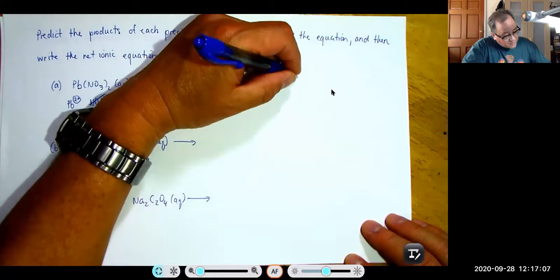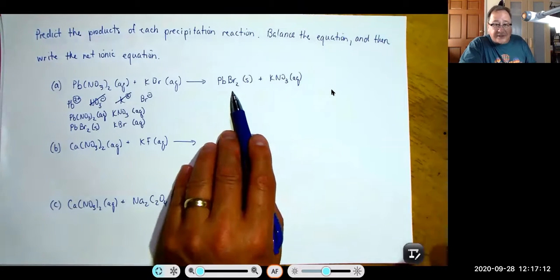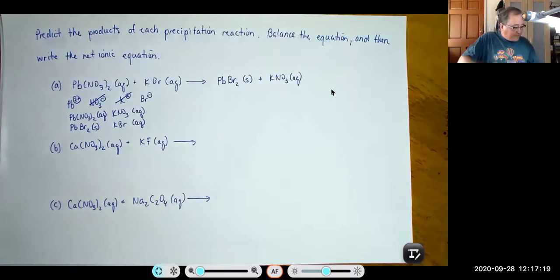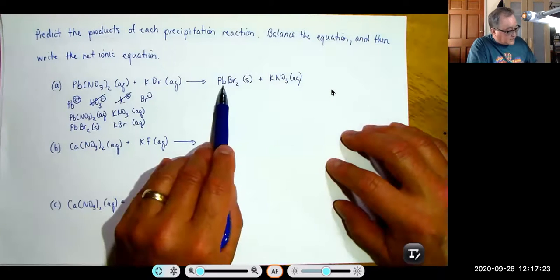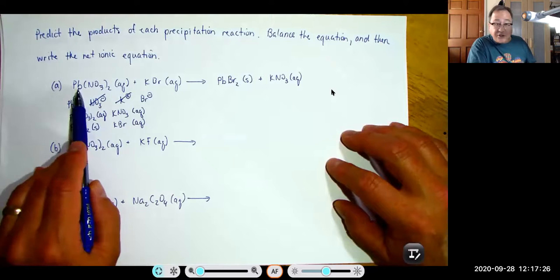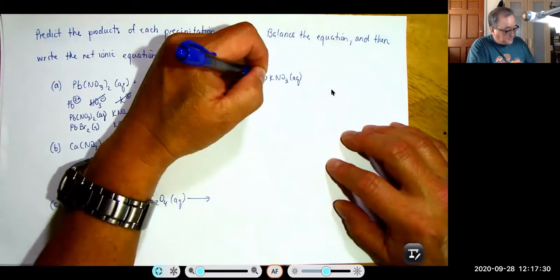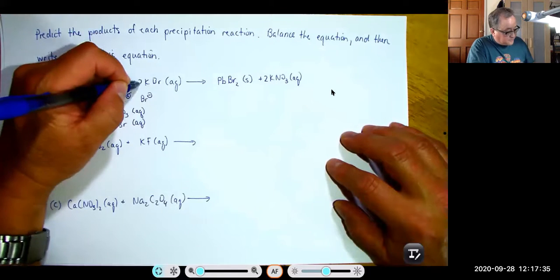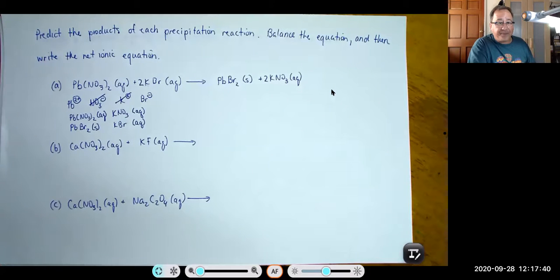And now we balance. Notice when I write these formulas, I don't care how many ions are present. All I care about is writing the formula of an ionic compound. So 1 lead(II), 1 lead(II). 2 nitrates, 1 nitrate, so I put a 2 here. 1 potassium, 2 potassium, so I put a 2 here. 2 bromides, 2 bromides, it's balanced.